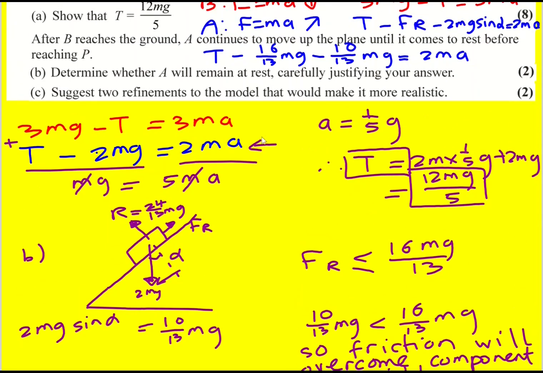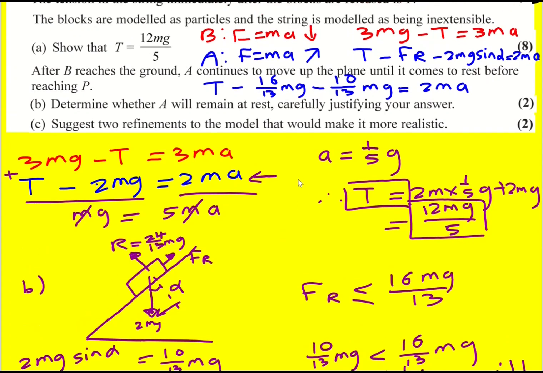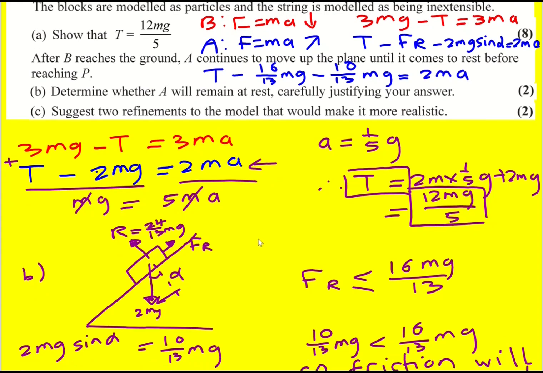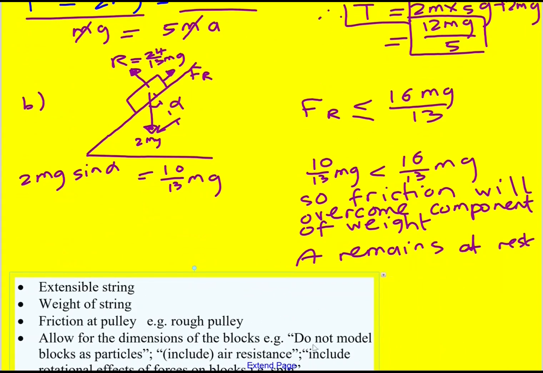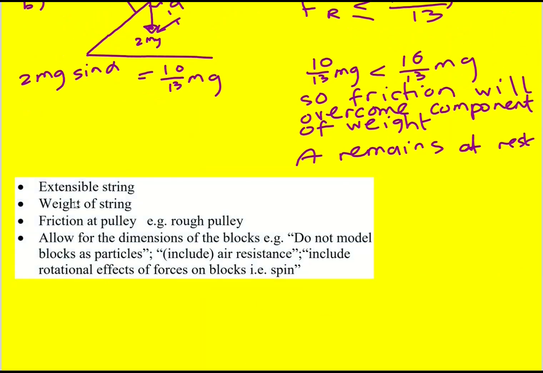Brilliant. I like that question. Then finally, suggest two refinements to the model that would make it more realistic. I just went with air resistance, and I said A and B, we could give them dimensions instead of modeling them as particles. You've got a whole host of things you could say. You could talk about the weight of the string, extensible string, friction at the pulley, dimensions of the blocks, or it just says allow for. I think that's absolutely fine.